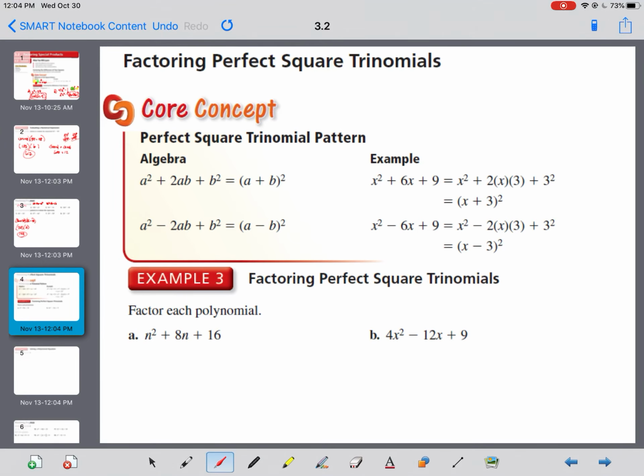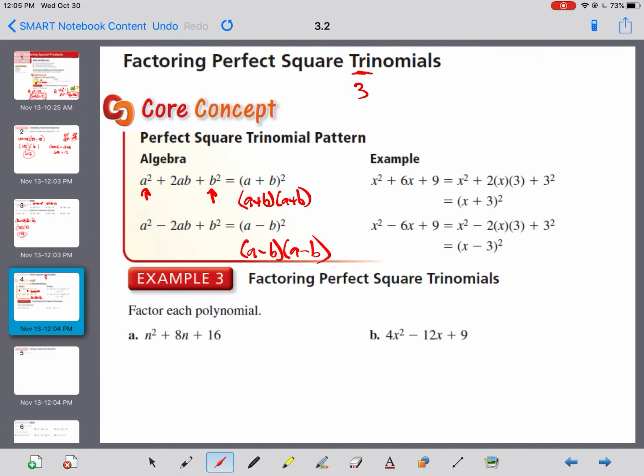It's all about the squares, though. Tri means 3. It's going to have 3 parts. So we've got the perfect square trinomial pattern. If you've got a squared thing, plus 2 times the square root of the first and the square root of the last, plus the last thing that's a square, it turns into (a plus b) squared, or (a plus b) times (a plus b). That's what it means to be squared. This one would be (a minus b) times (a minus b).